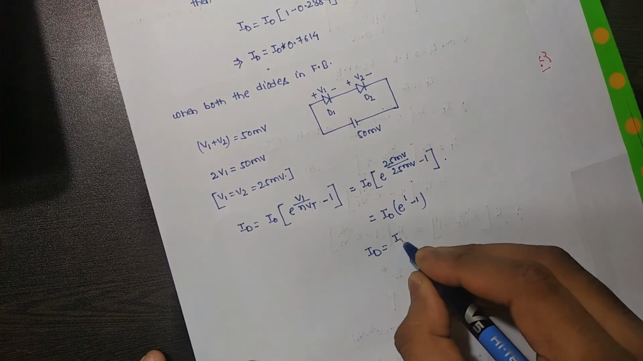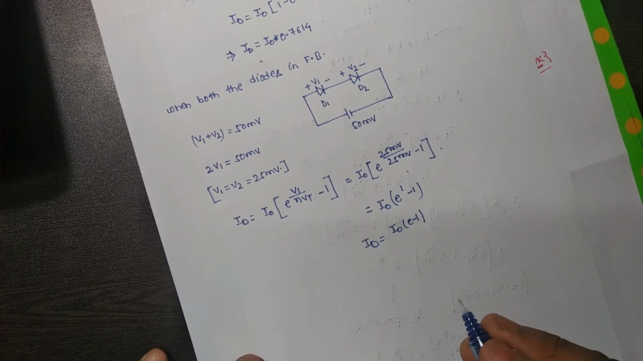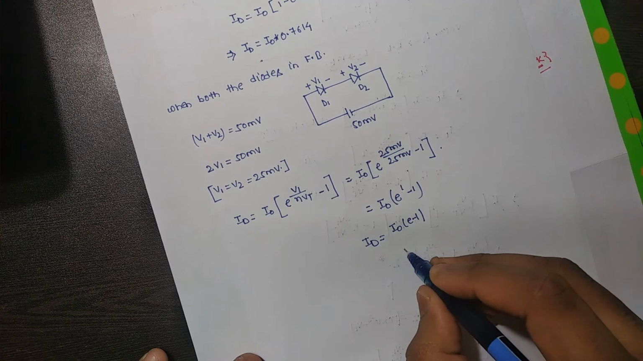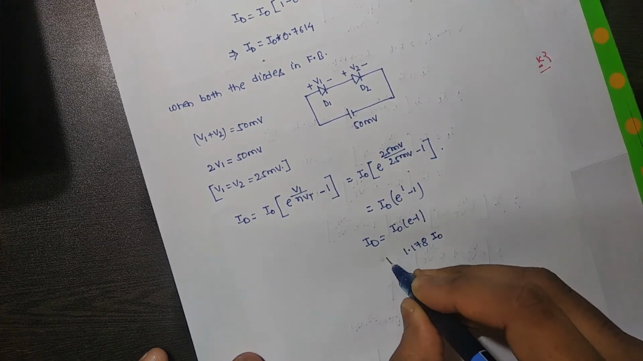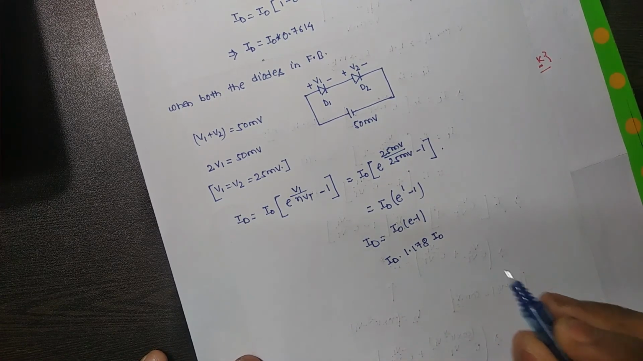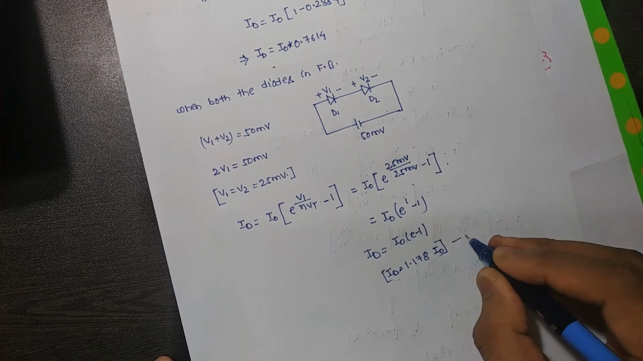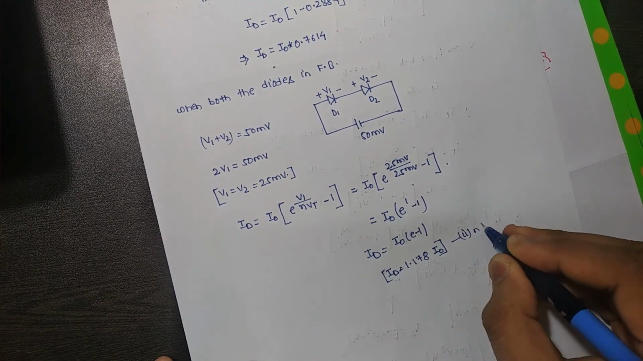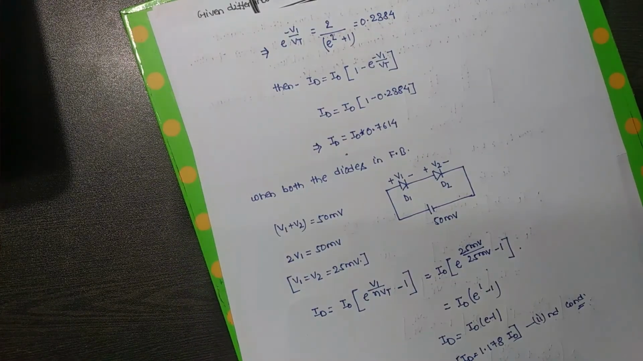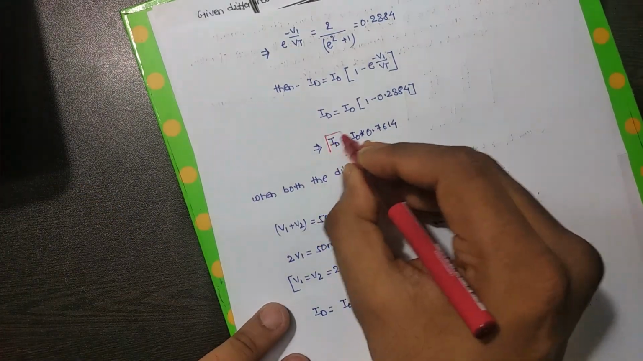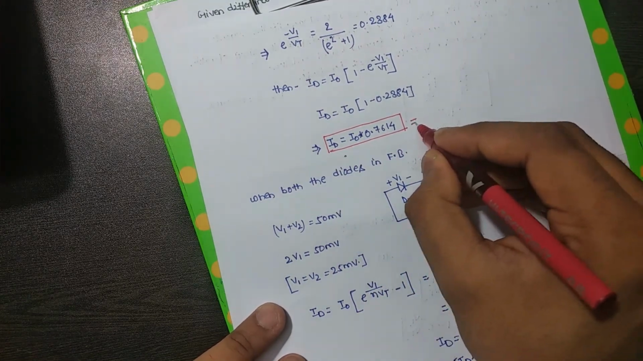So it will be I naught times e minus 1. What is e? e is 2.178. This factor will come as 1.178 I naught. So now, what are the conditions that you are referring? ID in the second condition, when both the diodes are in forward bias, and what you got when one diode is reversed and one is forward, ID as this.